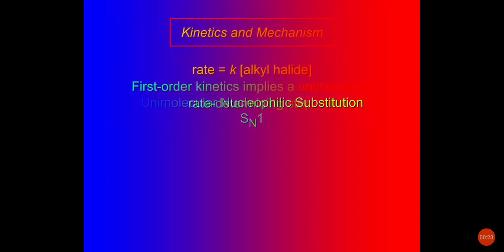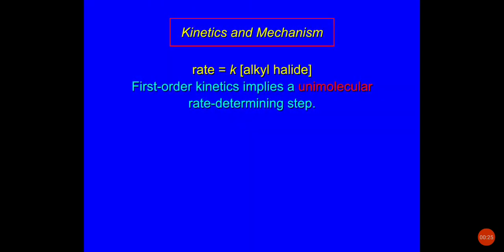Today we will discuss the topic unimolecular nucleophilic substitution, that is the SN1 reaction, the SN1 mechanism. In the SN1 mechanism, it follows first order kinetics, so it is known as a unimolecular substitution reaction, and the first step is the rate determining step.